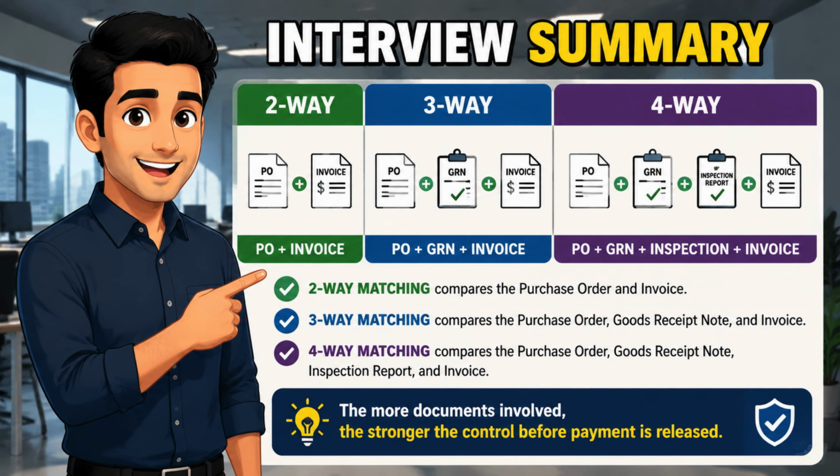Here's the easiest way to remember it. Two-way matching compares the purchase order and invoice. Three-way matching compares the purchase order, goods receipt note, and invoice. Four-way matching compares the purchase order, goods receipt note, inspection report, and invoice. The more documents involved, the stronger the control before payment is released.